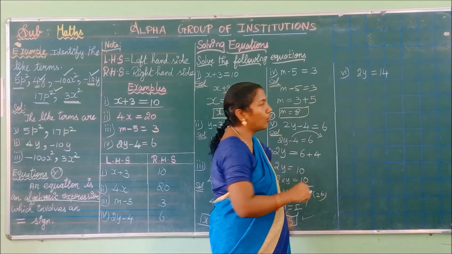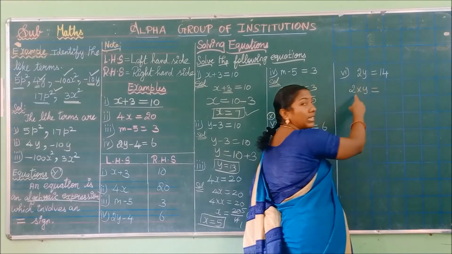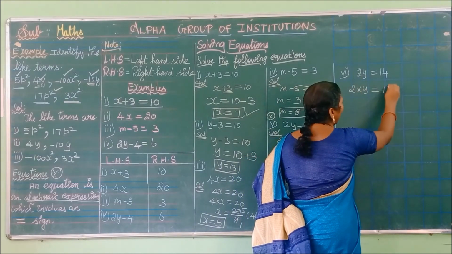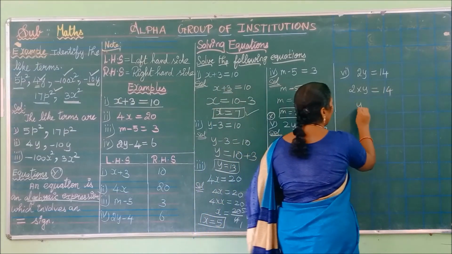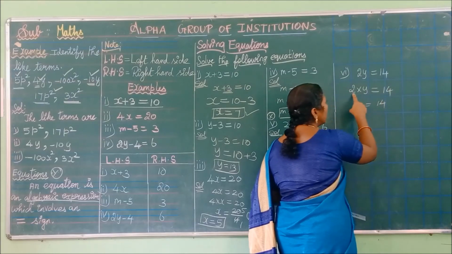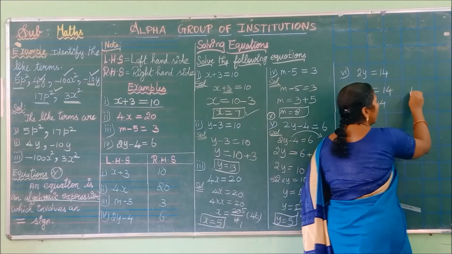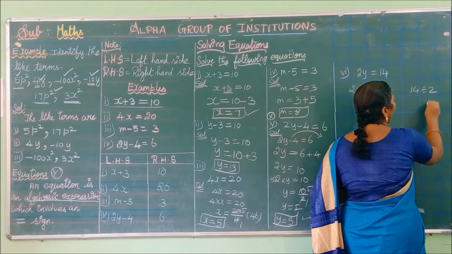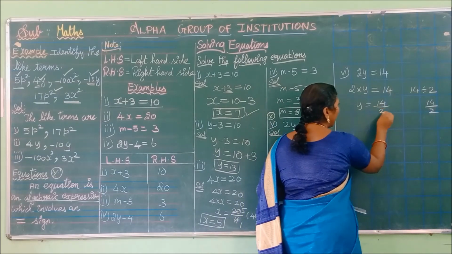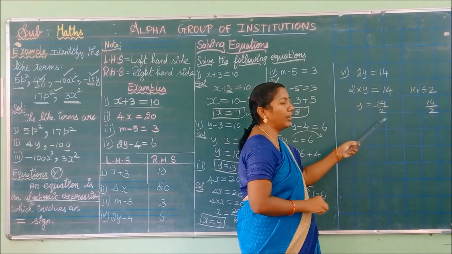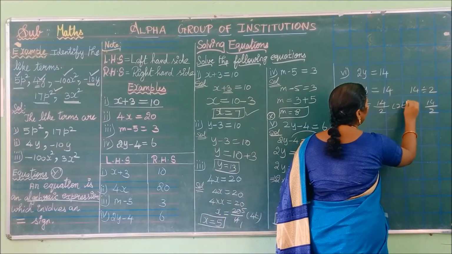2y equal to 14. Very easy sum. You know what is the operation between 2 and y? What is it? Multiplication. So 2 into y equal to 14. Next we have to find the value of y. So y equal to 14. This multiplication operation is reversed as division. So we can write it as 14 divided by 2. Okay. So here we are getting 14 by 2. If you divide the 14 by 2, what is your quotient?